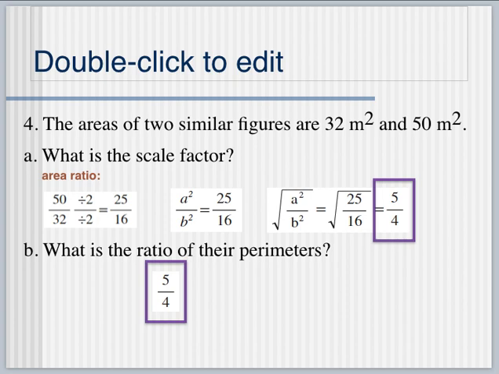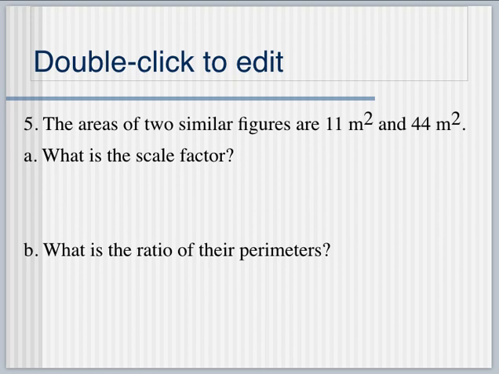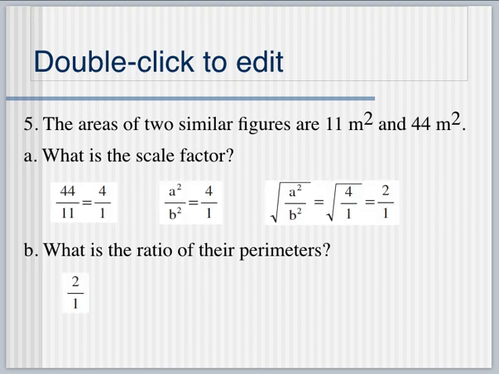Go ahead and try question 5 on your own. Pause the video until you're done. Go ahead and check your answer. Quick note, if you wrote 1 over 2 instead of 2 over 1, that would be equally good. When we're talking about ratios, I would leave answers like 2 over 1 as a ratio, as a fraction, instead of a whole number, because it's really a comparison of two numbers when we're talking in terms of ratios.